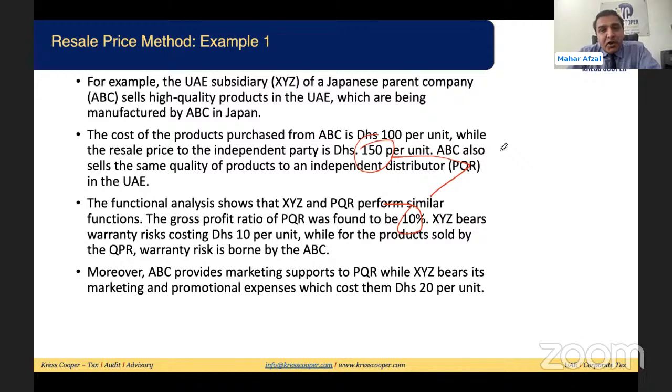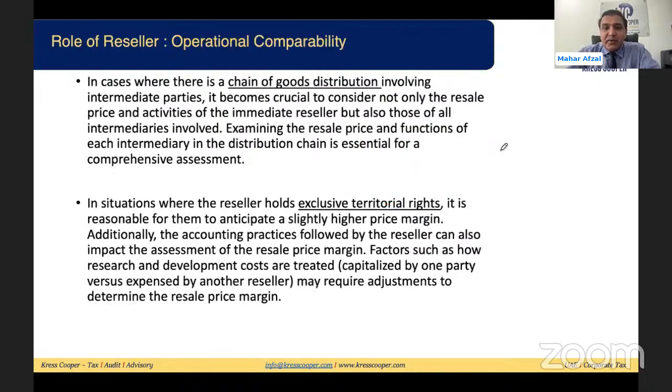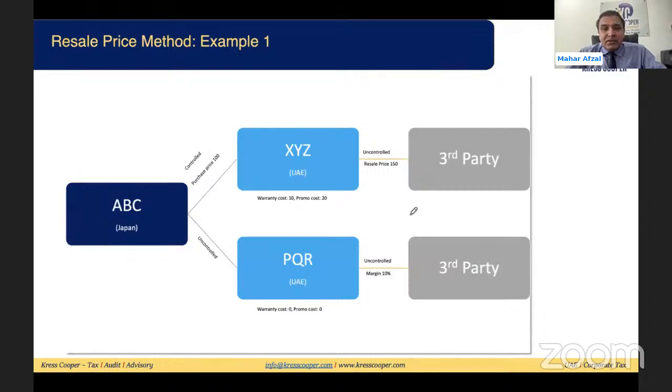So out of this cost of XYZ, this margin was the most challenging part for us to identify. We have identified that PQR sells the goods into the UAE market to a third party at 10% margin. Principally, both XYZ and PQR have the same risk, same function, same market, same product. So XYZ would have been charging 10%. Multiplying the remaining 150 into 90% gives 135. 135 is the cost, because we know the sale price is 150 with certainty. We know the margin is 10%. We are very sure about it. This is the market value.